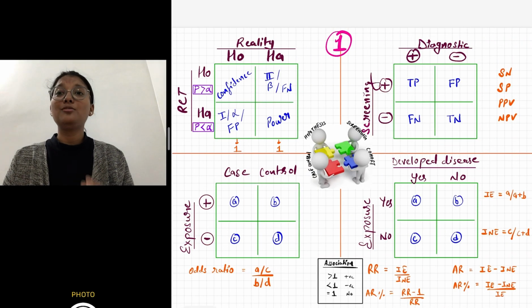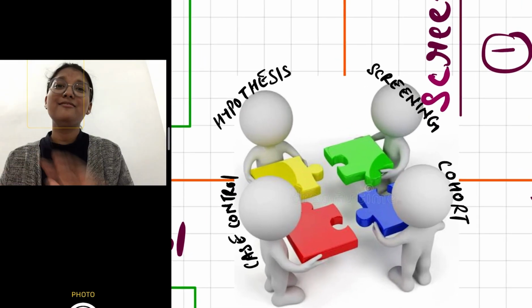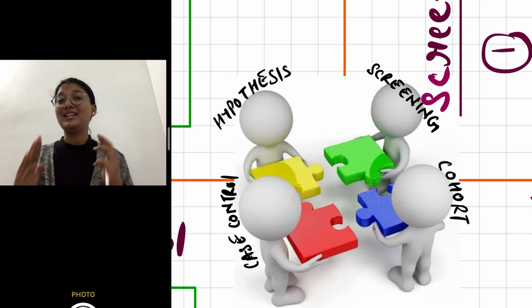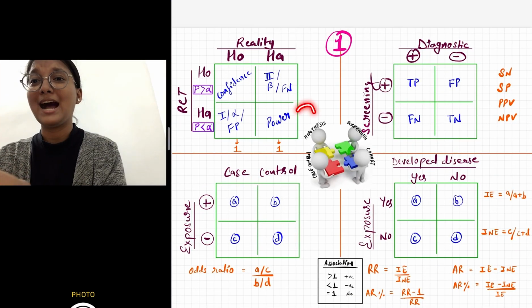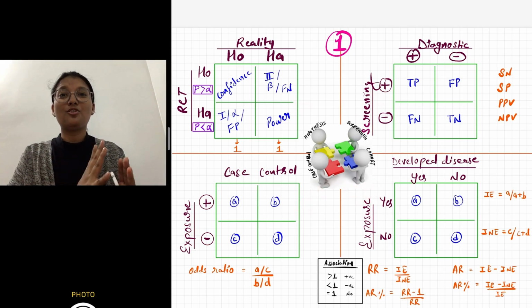There are many 2 by 2 tables when you see these three chapters. And unnecessarily we tend to make connections between these tables, but they are completely different and they have to be read differently. So I have made four tables: one of the hypothesis, second of the screening, and the bottom two of case control and cohort side by side.